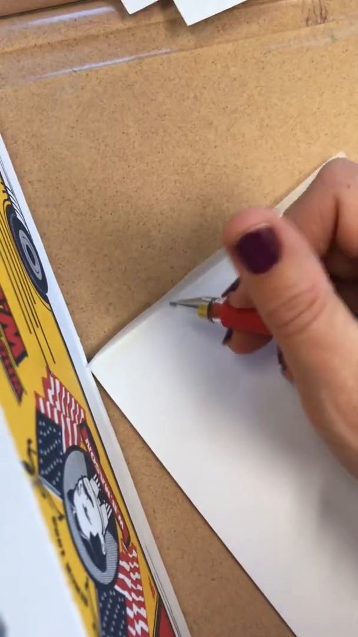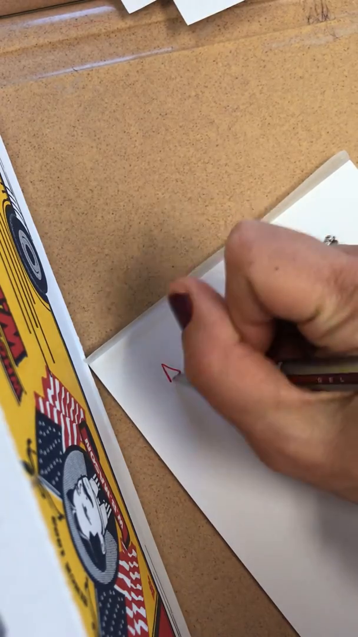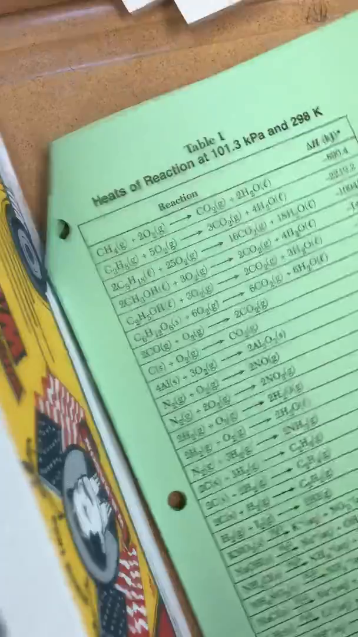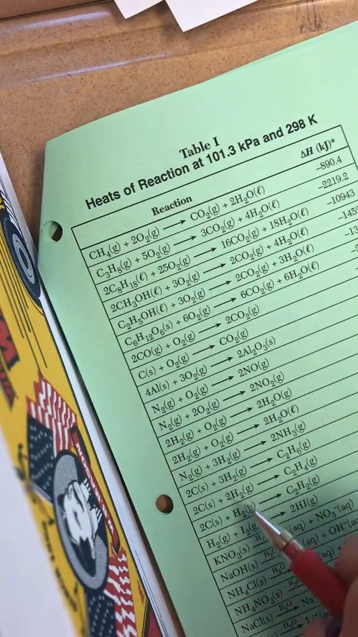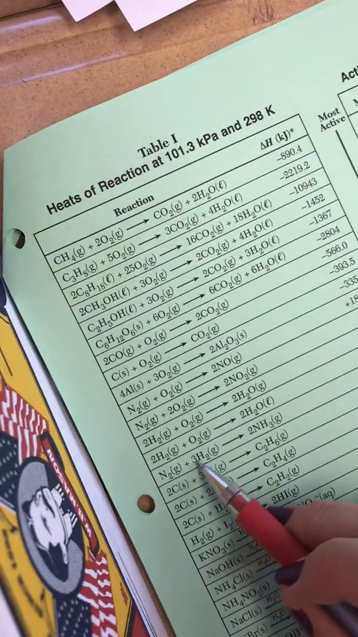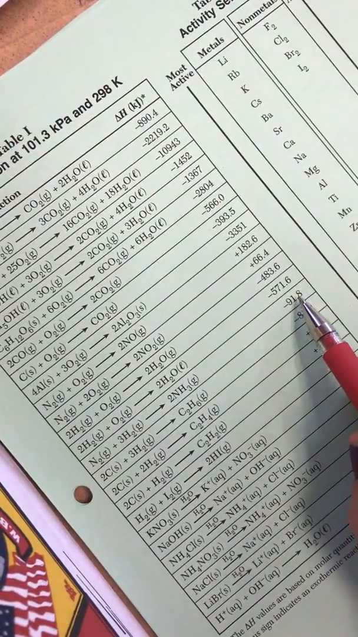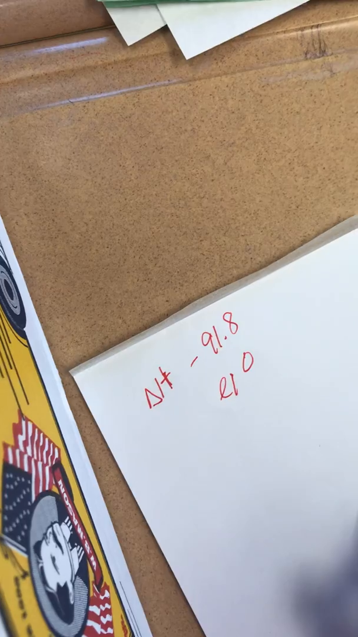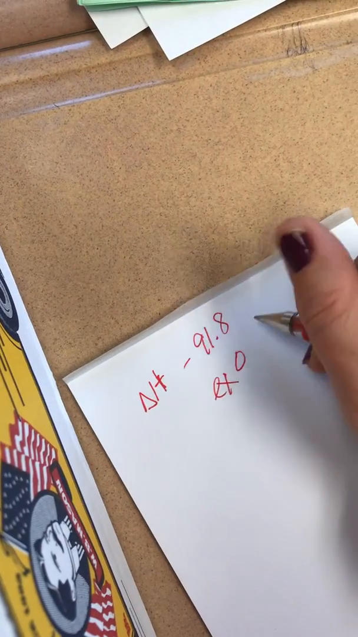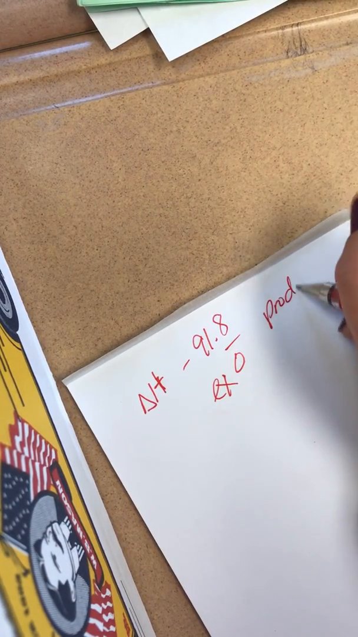All right, the next factor I want to talk about is temperature. In order to do temperature, I need to know the heat of the reaction, the delta H. So I grab my reference table and I go find the reaction. So here it is. N2 and H2 makes NH3, and it's a negative 91.8. So negative 91.8 means that it's an exothermic reaction. And an exothermic reaction means heat is a product.